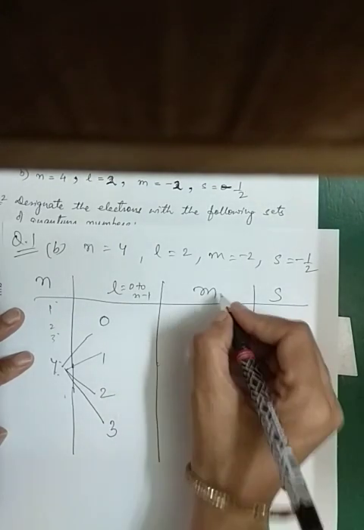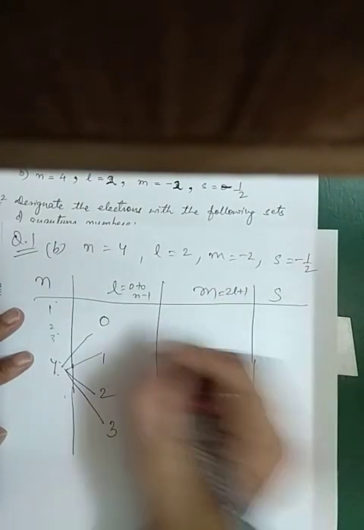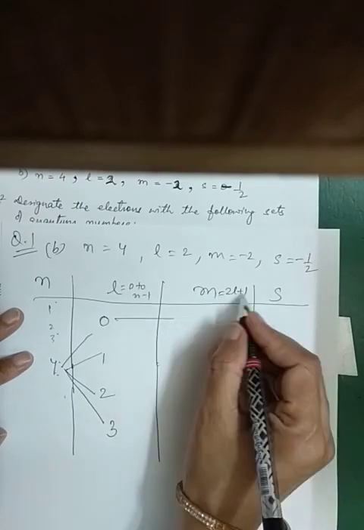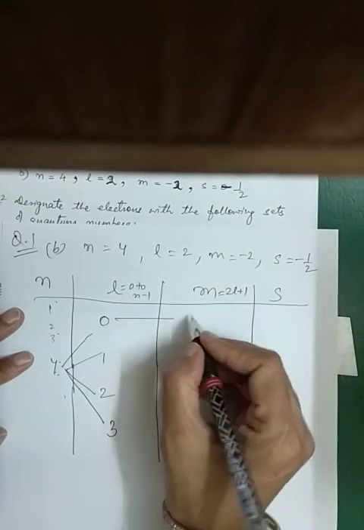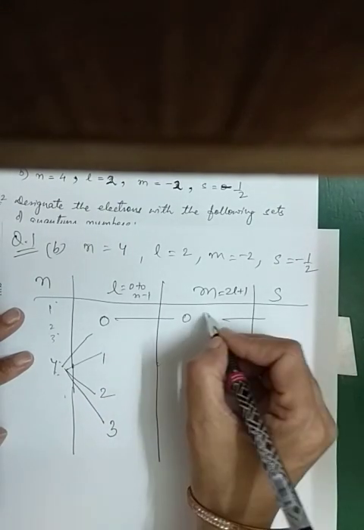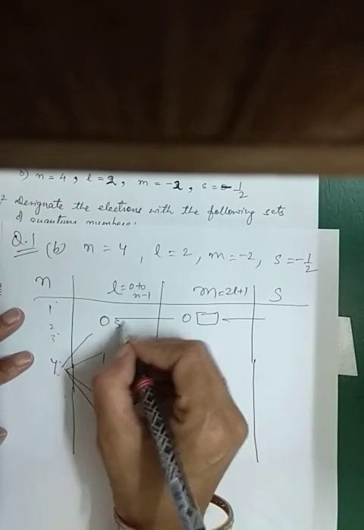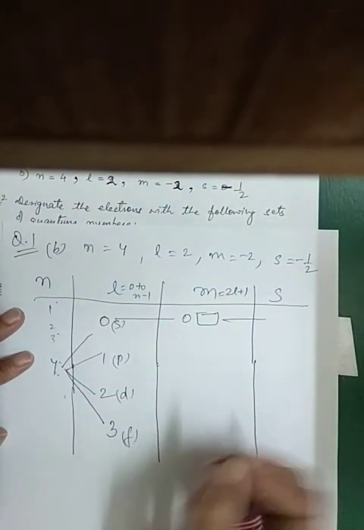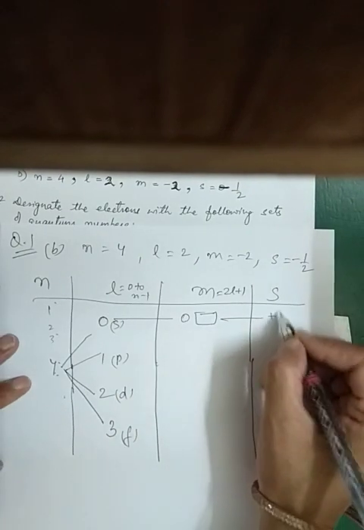You know what is m? M is 2l plus 1. So for this, 2 into 0 plus 1 means 1 value, which is 0. And this 1 value corresponds to 1 orbital, s orbital, because this is s, this is p, this is d, and this is f. Okay. So this is either plus or minus half.